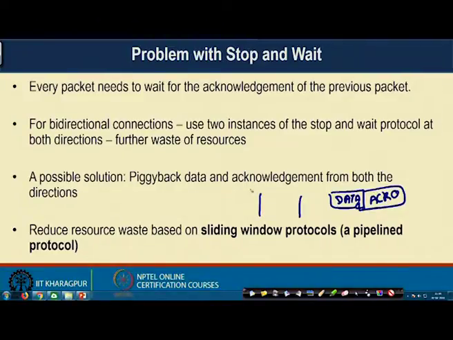So, it is like this: say this is B and this is A. From B to A you are sending one data packet. Say A has earlier sent a packet to B; whenever you are sending a data packet to A, you send the acknowledgement along with it.